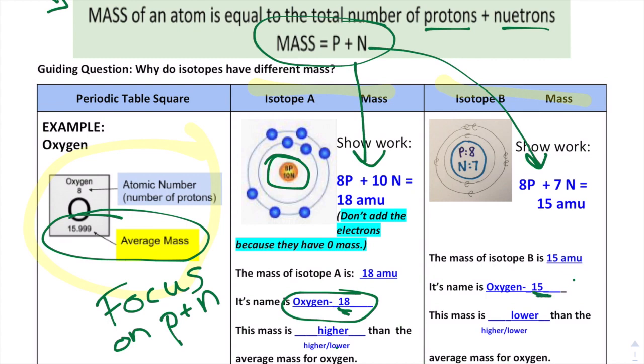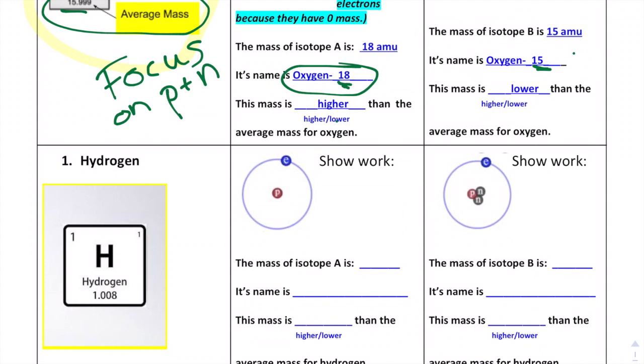So remember, the mass is how we distinguish between them. Since they're both oxygen, we use the mass because that's something that's different. And comparing back to the periodic table, this mass is lower than the average mass for oxygen. Not a lot lower, but 15 is lower than 15.999. So this oxygen maybe has a little less neutrons than normal. Continue that way, following the example above with hydrogen.